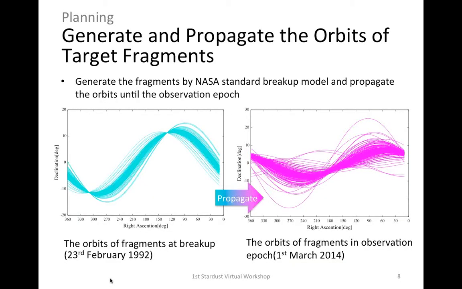First, we got the orbits of fragments at the breakup epoch by the NASA standard breakup model. The left figure represents about 240 orbits generated by one simulation. Actually, we got about 24,000 orbits by 100 Monte Carlo simulations. The right figures represent the orbits propagated until the observation epoch.